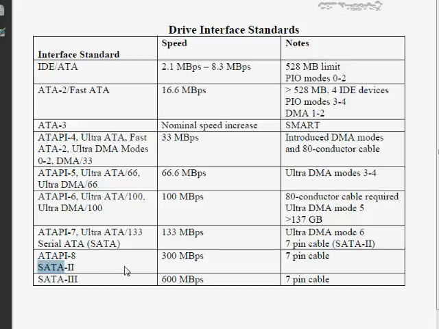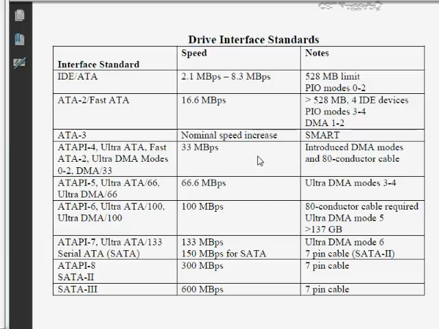ATAPI 8 is serial ATA 2, 300 megabits per second using the same 7-pin serial ATA cable. And then serial ATA 3, which just came out recently here, is now capable of 600 megabytes per second. And then just so that this wouldn't fall by the wayside, I went ahead and changed this online here so that you can see that this does have the correct information: 150 megabytes per second for serial ATA.